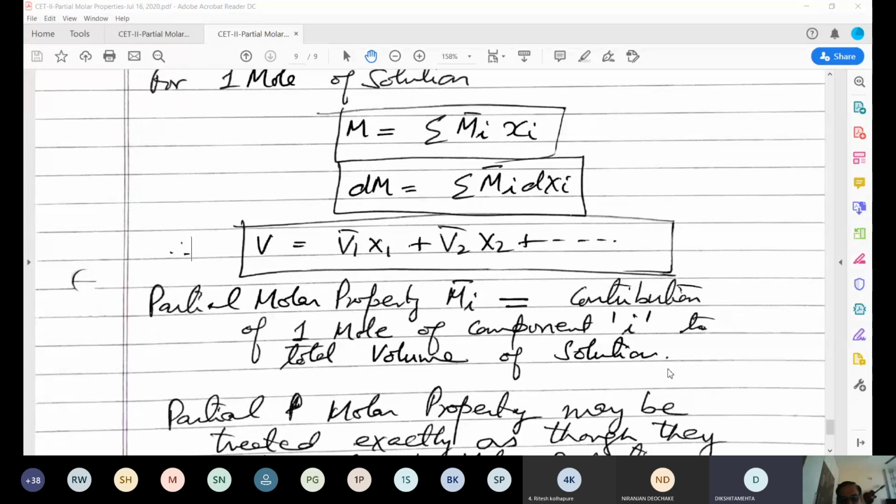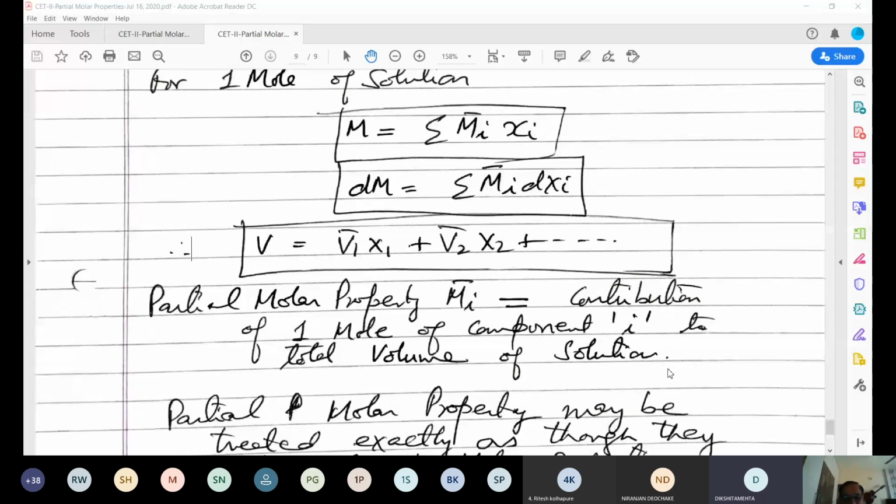Total volume is 3.39 into 10 raised to minus 5. Whose volume is this? Murtuza, no, whose volume is this? Total molar volume. It will not be that much. Sir, can you show the question?